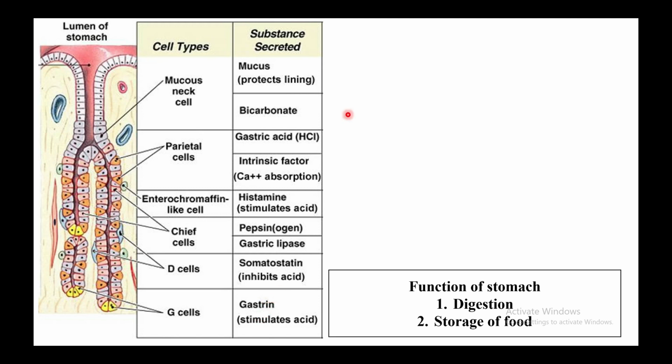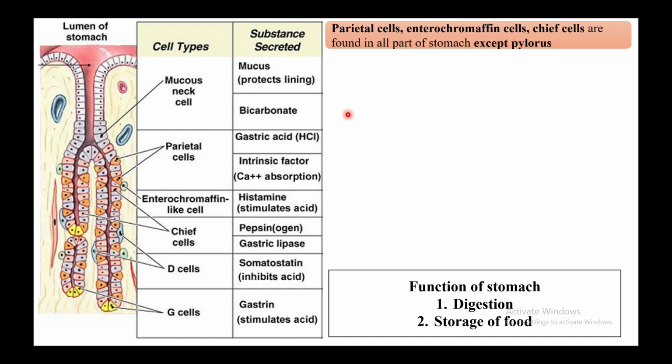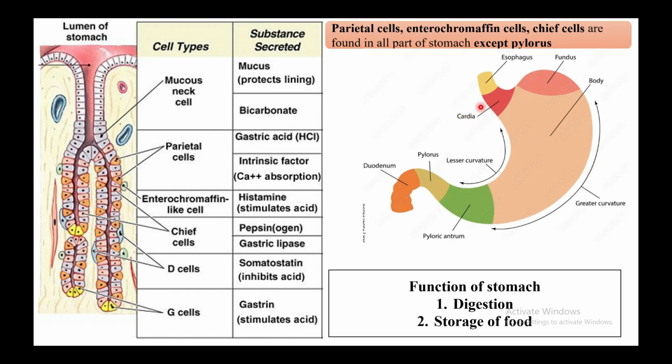The most important thing I am going to tell you is about the parietal cells, chief cells, as well as the enterochromaffin cells. These cells are found in all parts of the stomach except the pylorus. You can see the structure of the stomach. These three cells, the parietal cell, enterochromaffin cell, and chief cell, are found in all parts of the stomach, meaning they are found in the cardiac part, the fundus part, and the body part, but they are absent in the pylorus part. Instead, in the pylorus we can see G cells and D cells. These are found in the pylorus.